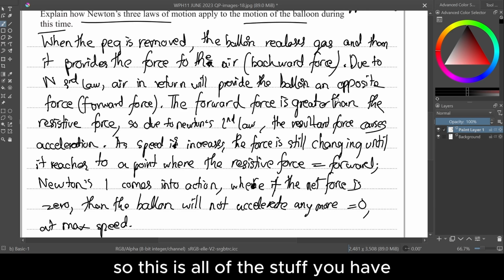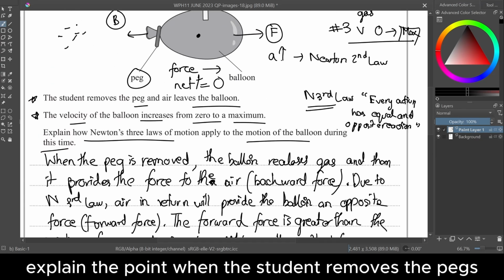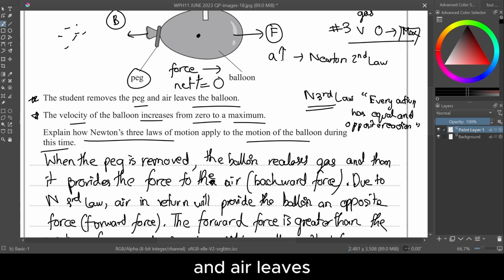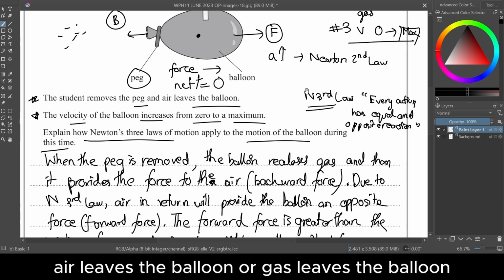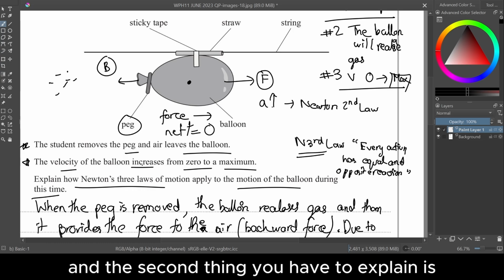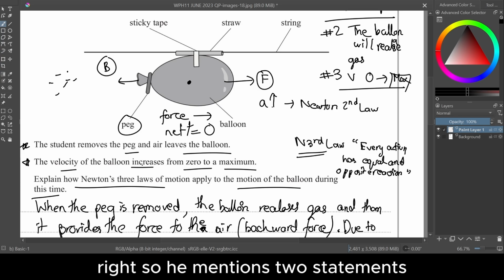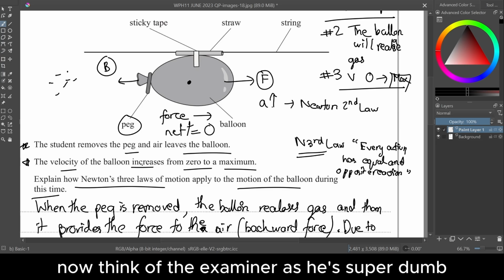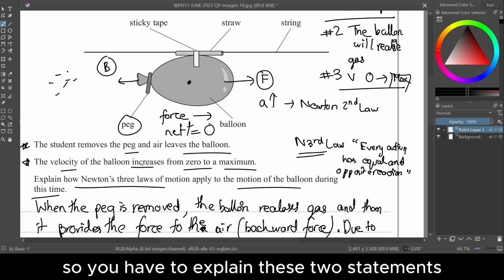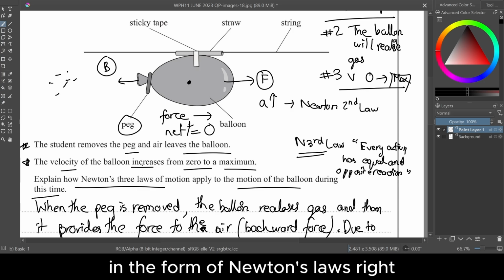So this is all of the stuff you have to actually explain. You have to first explain the point when the student removes the pegs and air, or gas, leaves the balloon. And the second thing you have to explain is that the velocity of the balloon increases from 0 to max, right? So he mentions two statements. Now think of the examiner as super dumb. So you have to explain these two statements that he asked from you, right? In the form of Newton's laws, right?